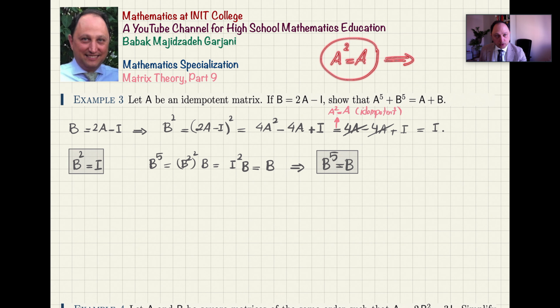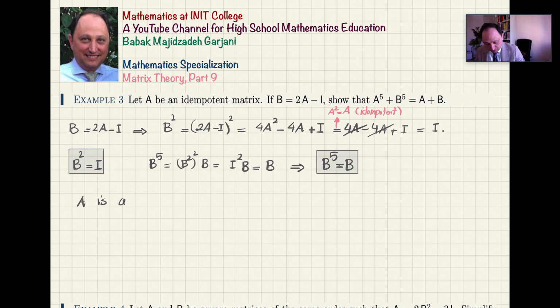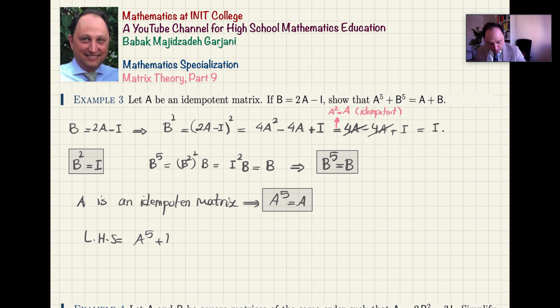If you know that A squared is A, be happy, because any power of that matrix is equal to itself. So I would say that A is idempotent, so this means that A to the 5 is equal to A itself. And then we are done, because the left hand side is equal to A to the 5 plus B to the 5, but instead of A to the 5 I am allowed to put A, and instead of B to the 5 I put B, and this becomes equal to the right hand side.